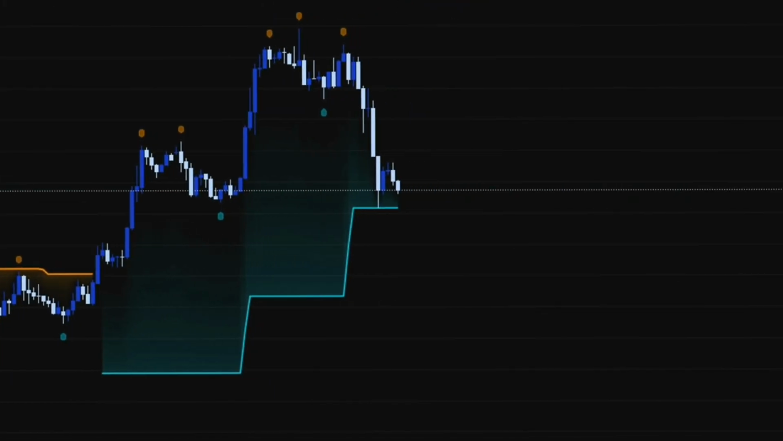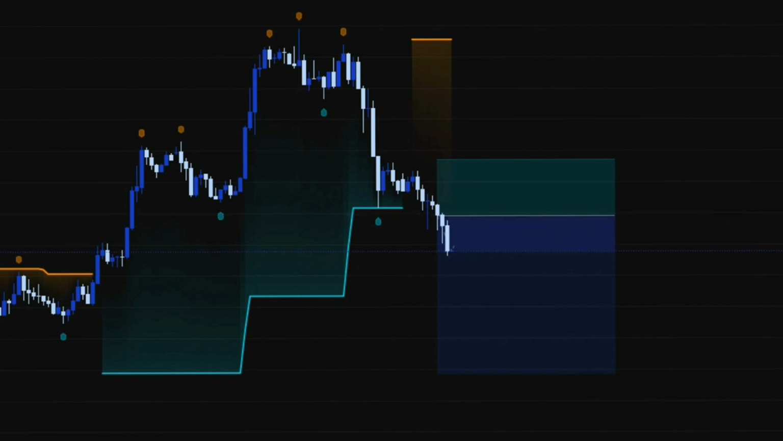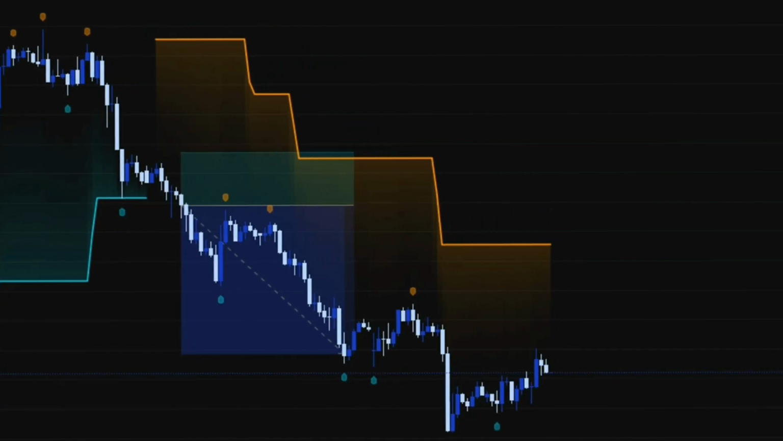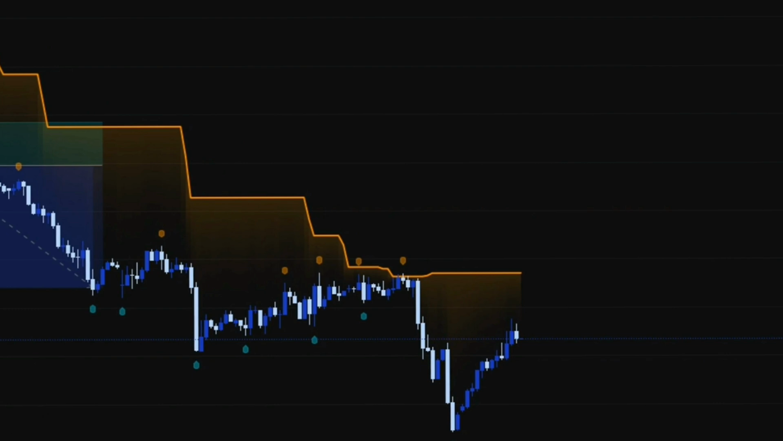For sell trades, just reverse the logic. Wait for the band to turn red, signaling a downtrend. Watch the next few candles and look for them to break the previous structure low. Enter the sell once that low is broken. Set your stop loss above the most recent structure high and aim for at least a 1:2 RR, or trail the trend until the band flips back to bullish.